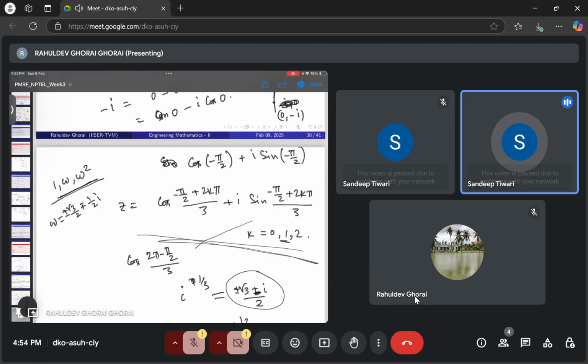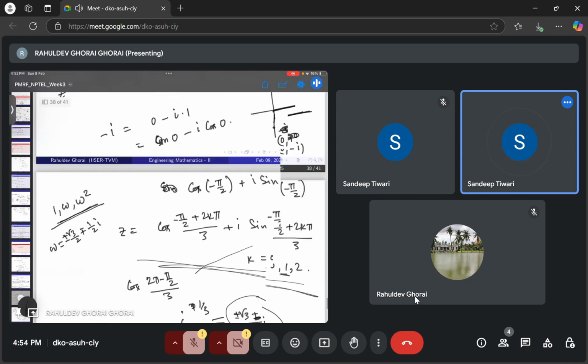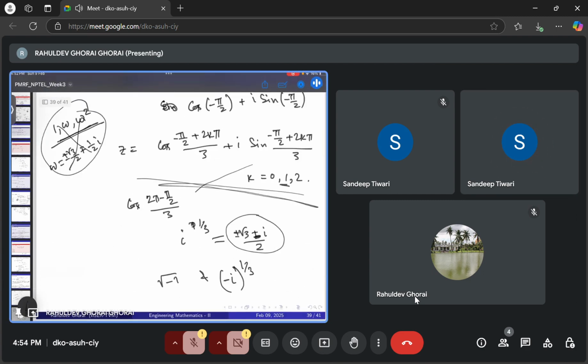Sorry, sir, these are roots of unity, no, sir? Third roots of unity. These are the third roots, but that is minus 1, sir. Okay, okay, minus 1, sorry, sorry. Not this then.